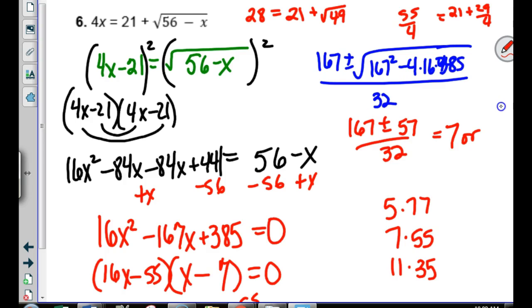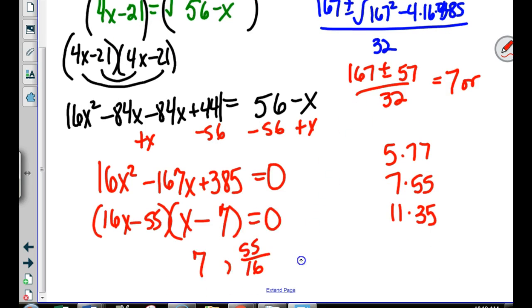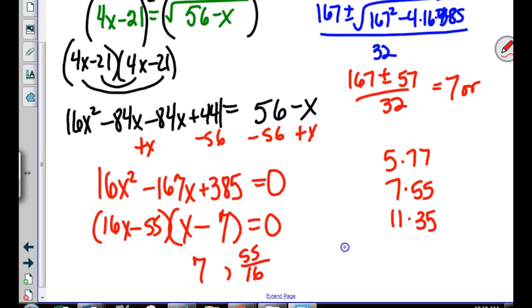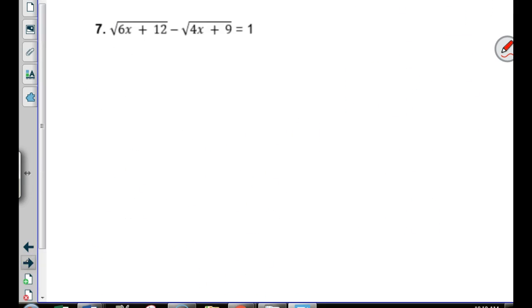I got that it didn't check. Did anybody else get that it didn't check? So the 55/16 didn't work. Kind of confused why it didn't work. I'll check it again in a minute, but this is the truly ugly one. Do I have 1 minute left?